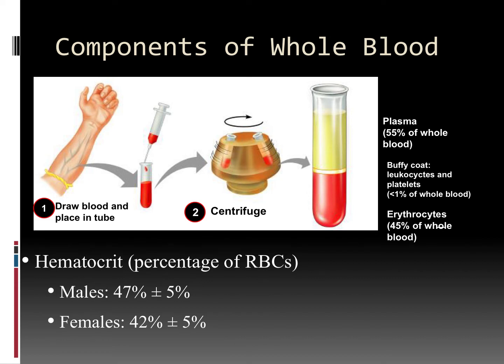The hematocrit is the other word for percentage of red blood cells, erythrocytes. Males, it tends to be a little bit higher, 47%, plus or minus 5%. Females, a little bit lower, 42%, but again, plus or minus 5%. So it really depends on size and activity and where you live and all kinds of things.